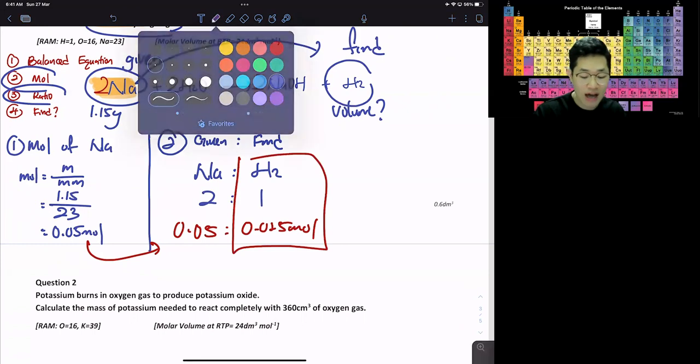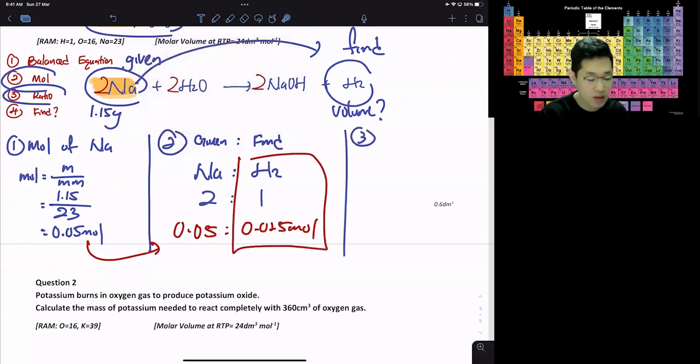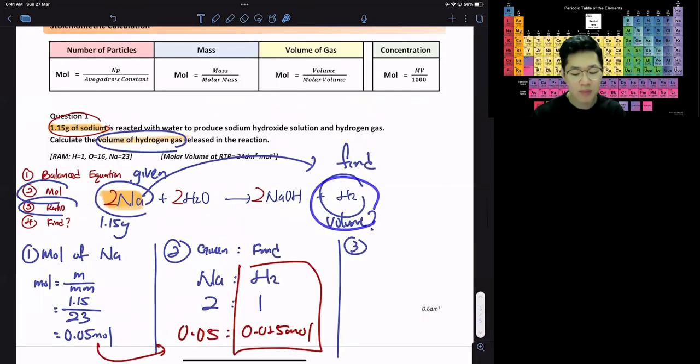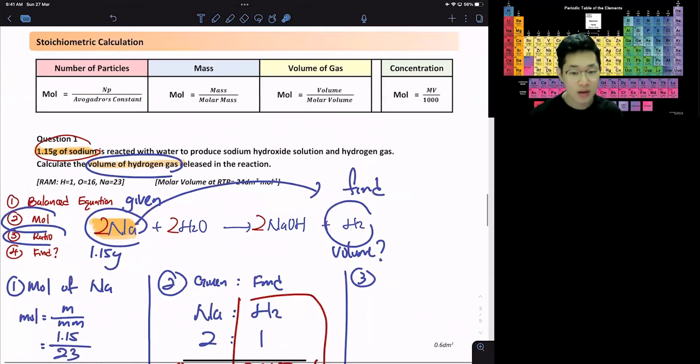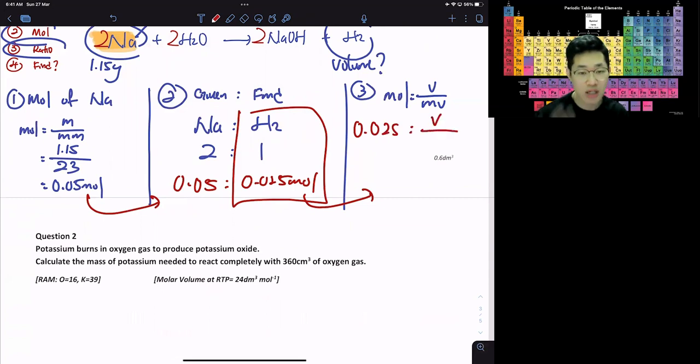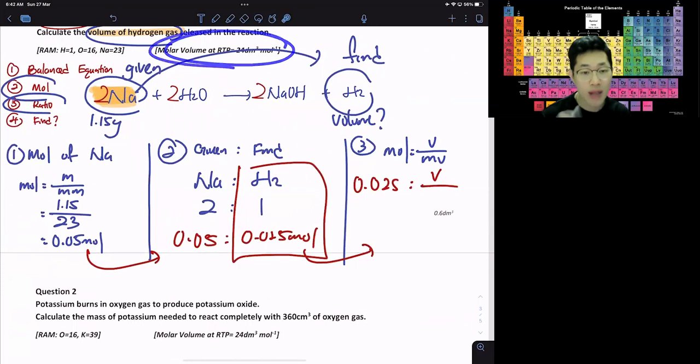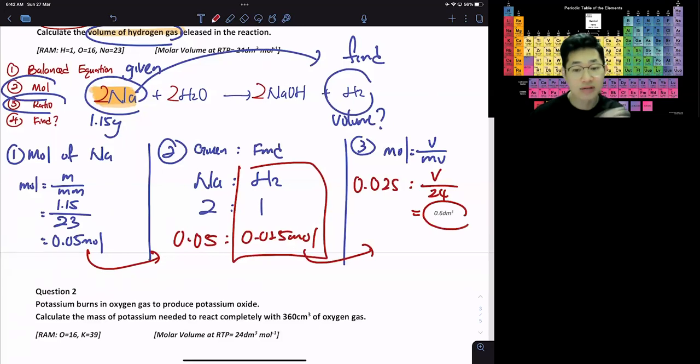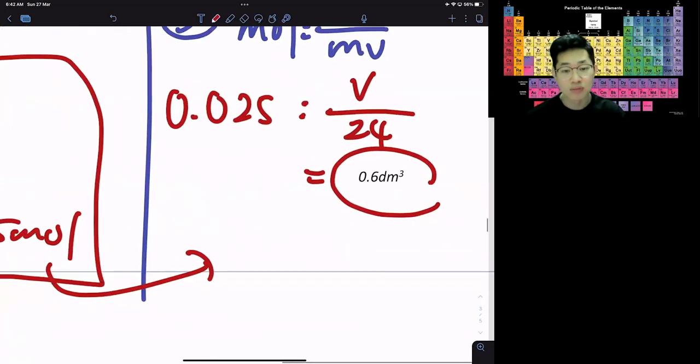Lastly, all I have to do is find whatever they want me to find: volume of H2. Volume using which formula? Of course, volume of gas. So let me write it down. Mole equals V over molar volume. Move the mole to the other side, substitute the mole into the formula and find volume. Molar volume is also given, 24. And I will get the answer 0.6 dm cube.